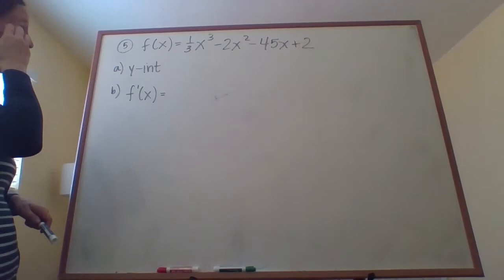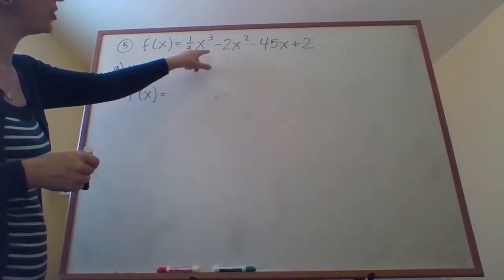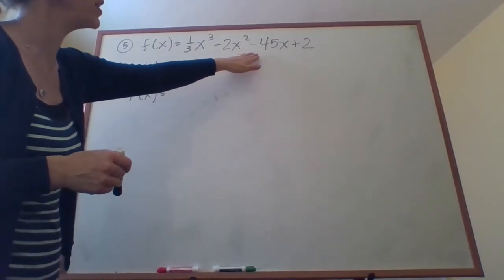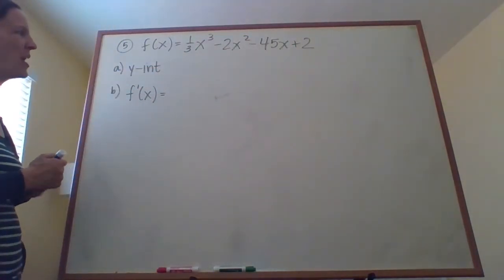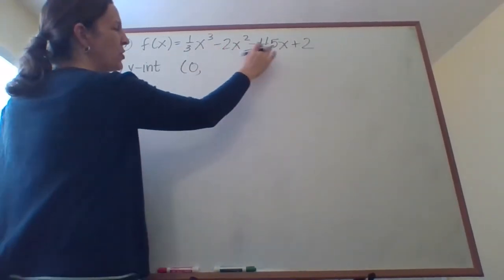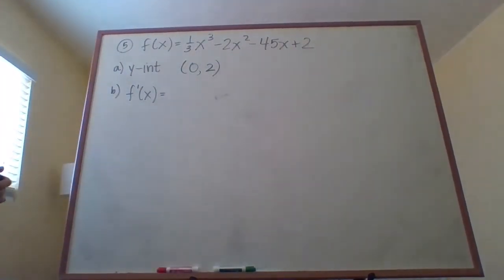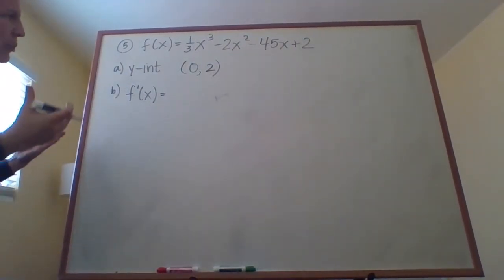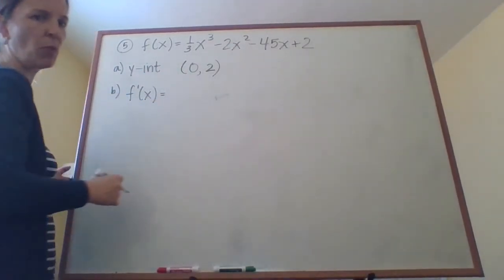All right, here's problem 5, probably the longest problem of the exam. F of x was 1/3 x cubed minus 2x squared minus 45x plus 2. First thing you needed to do in part A was find the y-intercept. That's when x is 0, so if I substitute 0 in for x, all I'm left with is 2. So the y-intercept was 2, or you could write it as the point 0, 2. The reason I had us do this is it gives us one more point to put on the graph.